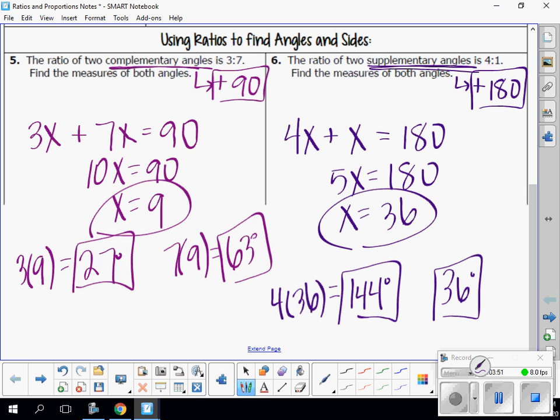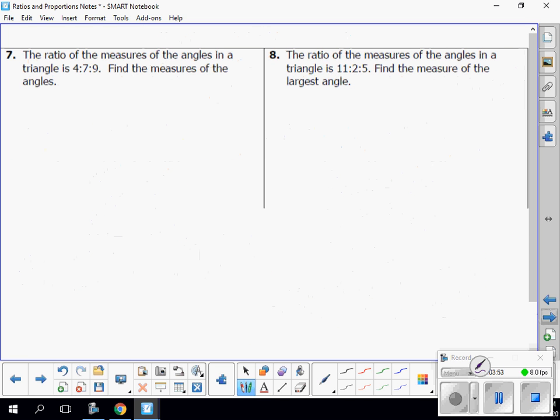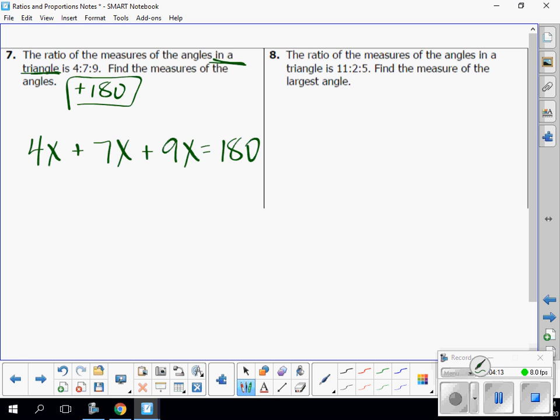All right, let's look at another one. The ratio of the measures of the angles in a triangle, well, inside of a triangle, is going to add to 180 as well. But this time we have 3 angles because we have 3 angles in a triangle. So setting up, one is a 4, one's a 7, one's a 9. They're all inside a triangle, so they're adding to 180. And they want us to find each angle.